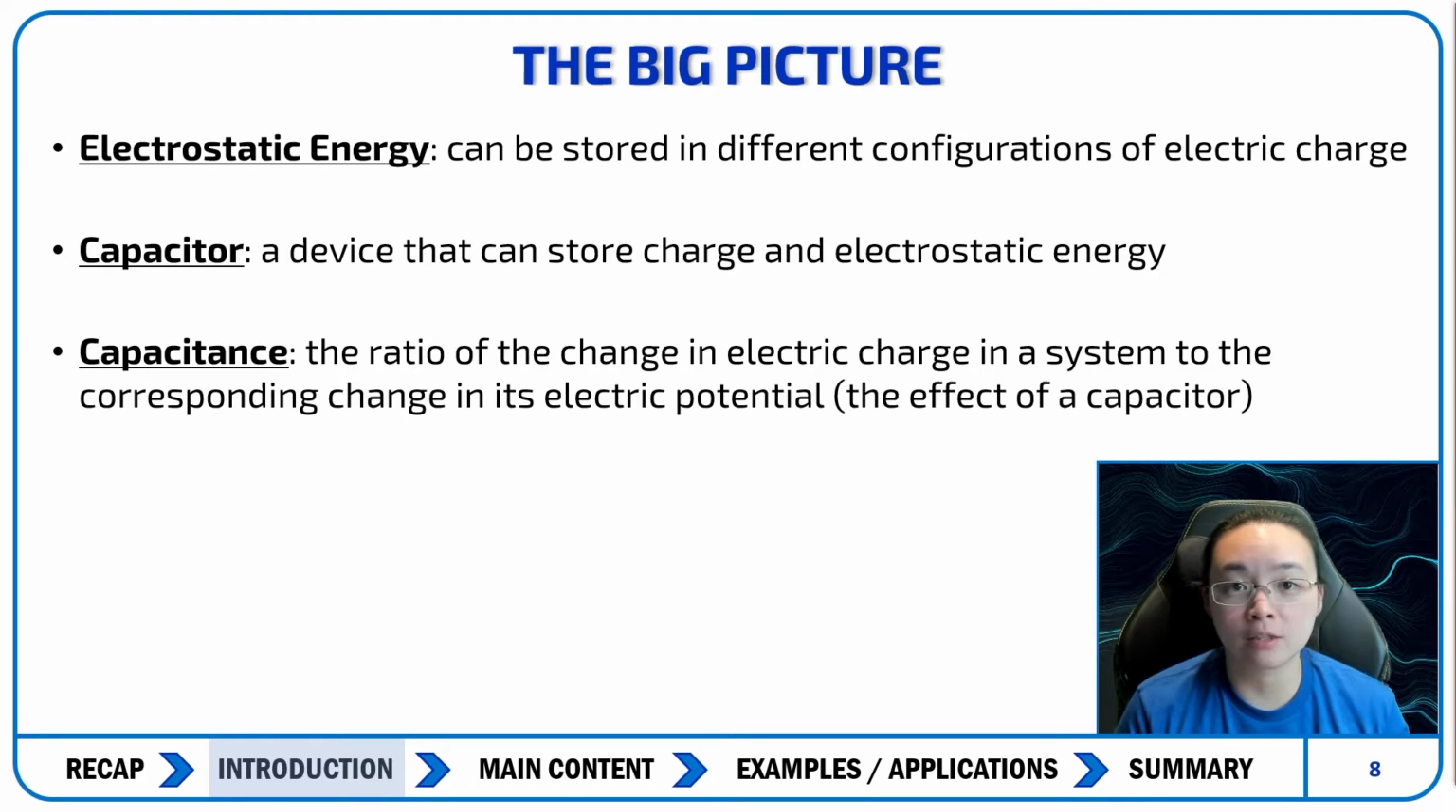That's a device that can store electrostatic energy. It doesn't just store it, it can also charge it. So capacitance will basically be a measure of how much that capacitor can store. The actual definition of capacitance is the ratio of the change in electric charge in a system to the corresponding change in its electric potential. So you can also correlate this to the effect of a capacitor.